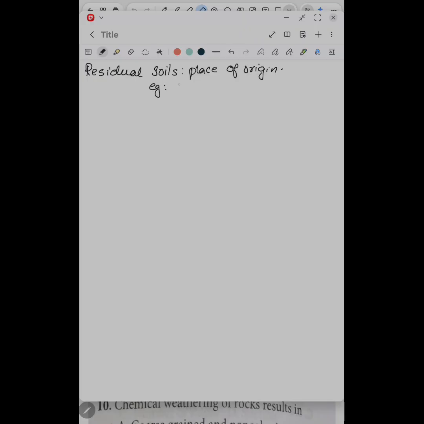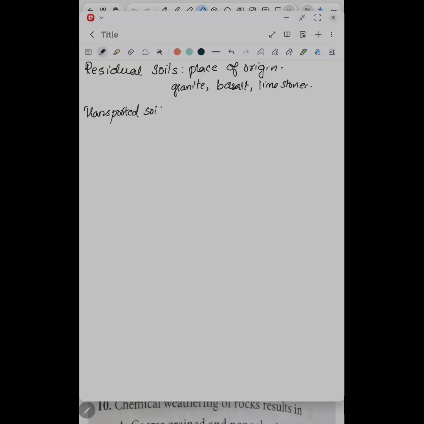the soils formed from the rocks like granite, basalt, limestones, etc. So residual soils are the soils located at the place of origin, and the soils formed from the rocks like granite, basalt, limestone are called the residual soils. Then next we are going to study transported soils.